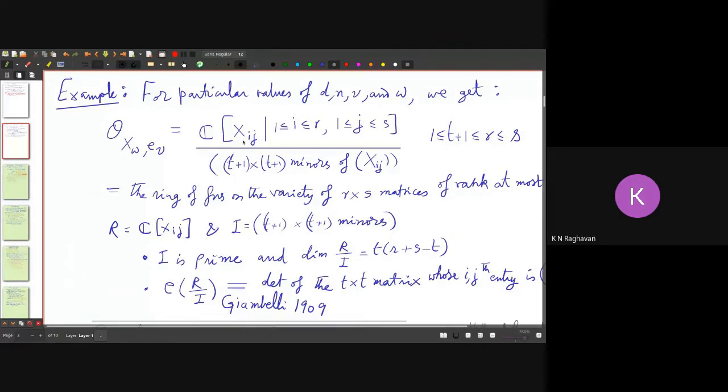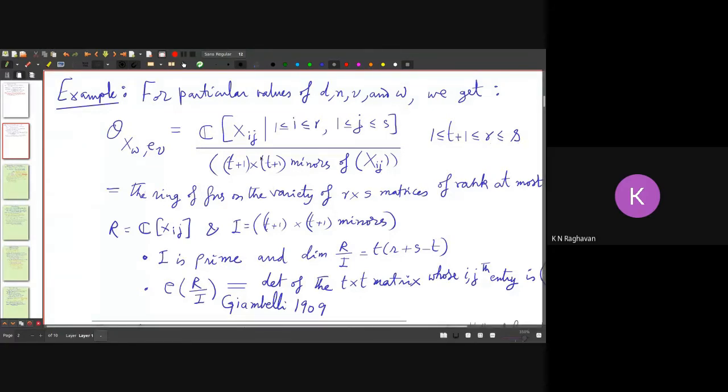You take an R cross S matrix of indeterminates, adjoin those variables xij, and go modulo the t+1 cross t+1 minors of that generic matrix. And here I'm assuming 1 is less than or equal to t+1 is less than or equal to R is less than or equal to S. This is just R is less than or equal to S just for convenience.